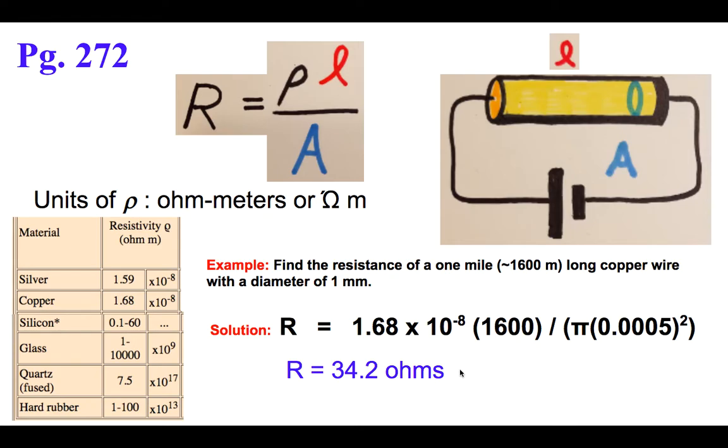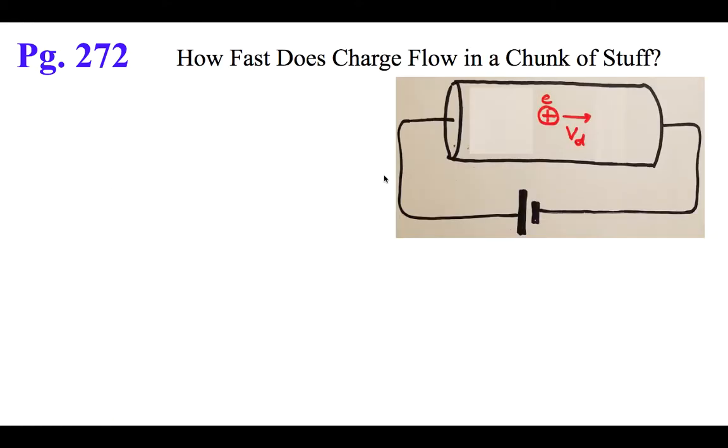So copper is a pretty good conductor. That's a lot of copper, and only 34 ohms if it's that long. So next thing that we'll take a look at is, if you are running current through a material, how fast the charge actually goes.